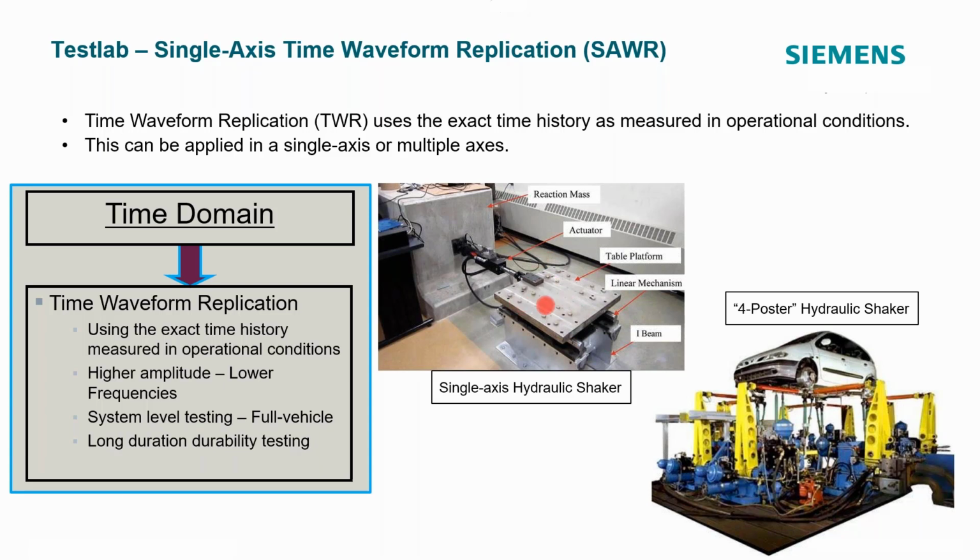This would be for the single axis form, but for multi-axis, this is a typical scenario, and we call this a 4-poster hydraulic shaker system. And note the boundary conditions here: if we control at these tire locations or the axle locations, and if we measure those in operational conditions, our boundary conditions are pretty close to what we would see in operational conditions.